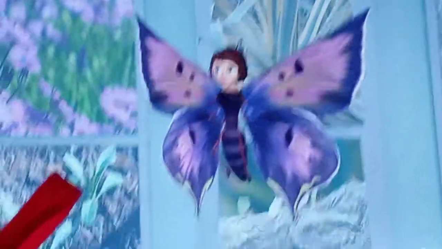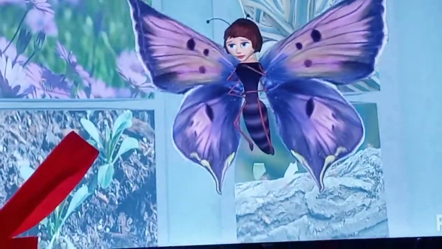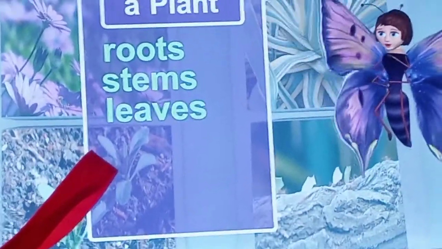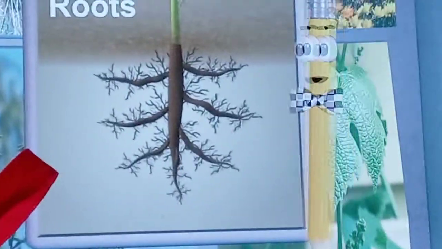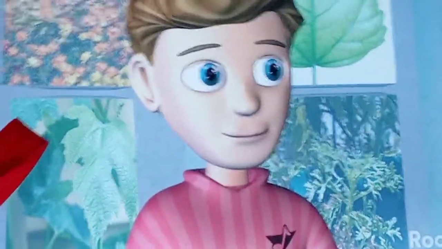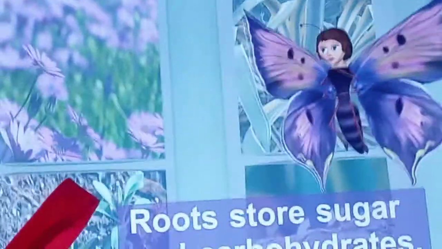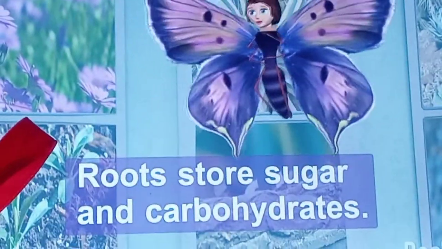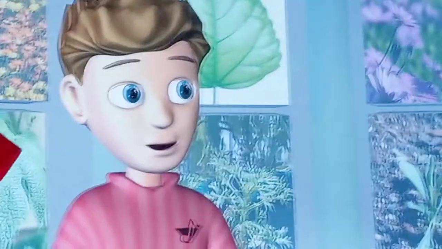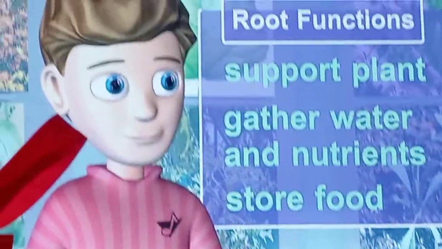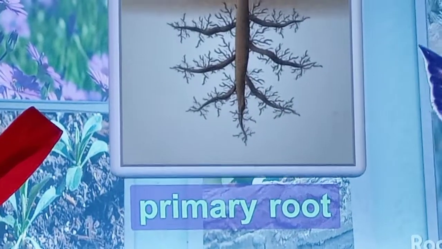Okay, boys. Let's talk about the parts of plants. Many plants have 6 basic parts: roots, stems, leaves, flowers, fruits, and seeds. I like the roots because they provide support for the plant by anchoring it into the ground. The roots also absorb water and nutrients from the soil, which the plant needs to grow. And did you know that the roots can store sugar and carbohydrates for the plant to use for food? Cool! So the roots are used to support the plant, gather water and nutrients, and store the food that the plant makes.